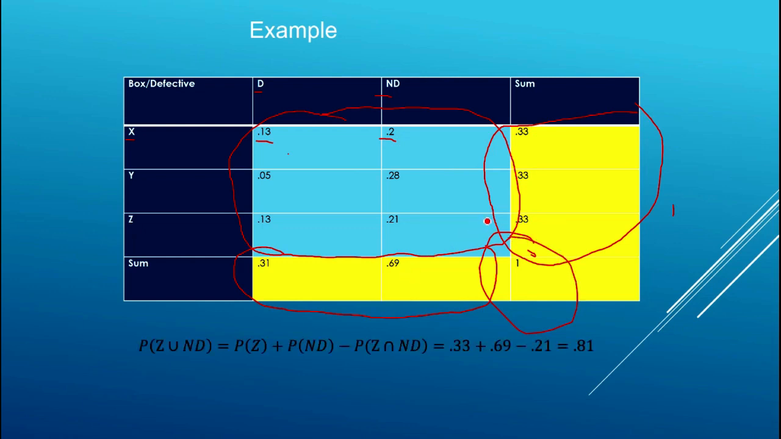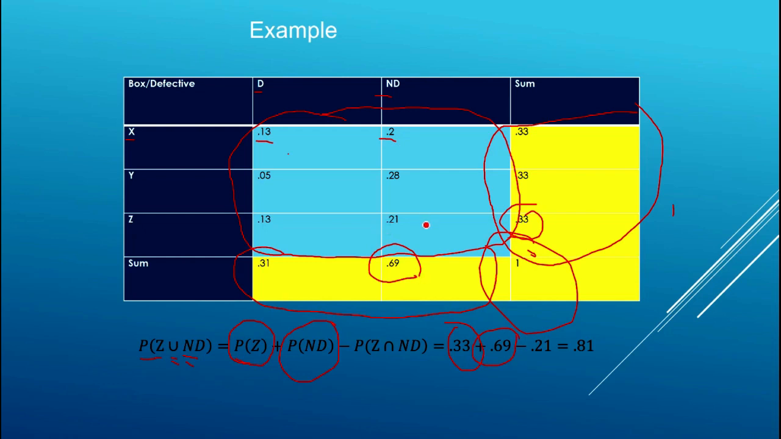Now let's apply the addition rule. Let's calculate the probability of selecting box Z, and here we have the union, so I need to read that as or finding no defect. So this is the probability of selecting box Z or finding no defect. The addition rule says take the marginal probability of selecting the box Z, which is equal to 1/3, add to that the marginal probability of not finding a defect. We found that by summing up all the no defect probabilities in the table in this column. So that is equal to 0.69.